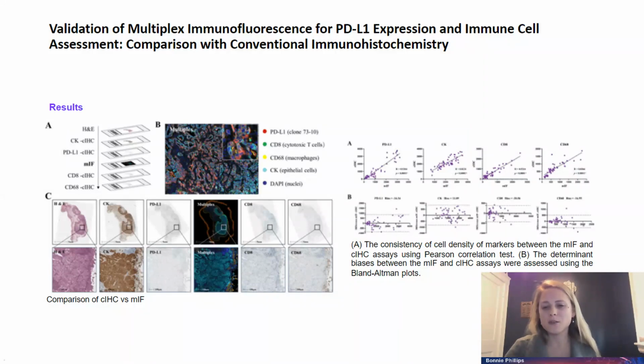So next, there was a Pearson correlation test that was performed to calculate the consistency of marker density. And from this data, it was concluded that there was a high correlation in marker densities between the IHC singleplex assays and the multiplex immunofluorescence slide. So that's good. We're seeing concordance between the DABs in comparison to the multiplex immunofluorescence assay.